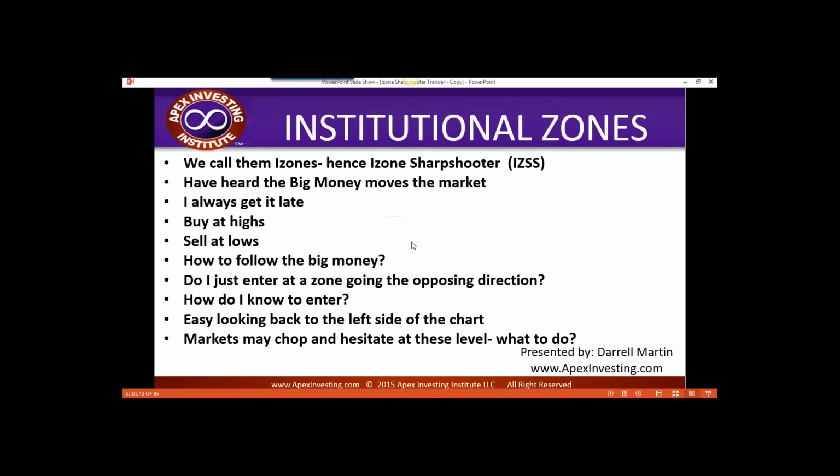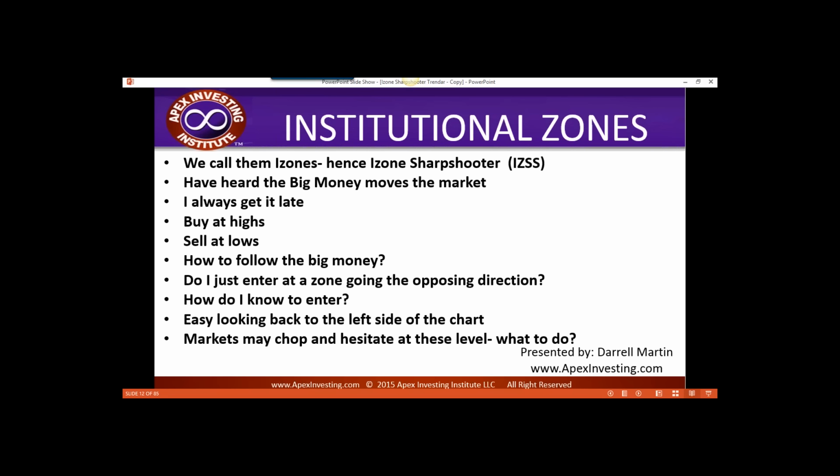Okay. So let's talk about institutional zones. We call them IZONES, hence the IZONE Sharpshooter system. What are institutional zones? Many of you have heard that the smart money moves the market, or the big money moves the market. The institutional money moves the market. These big investment firms and banks move the market. And you've all heard, follow the big money.